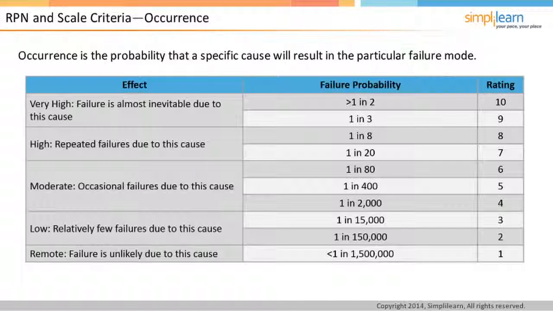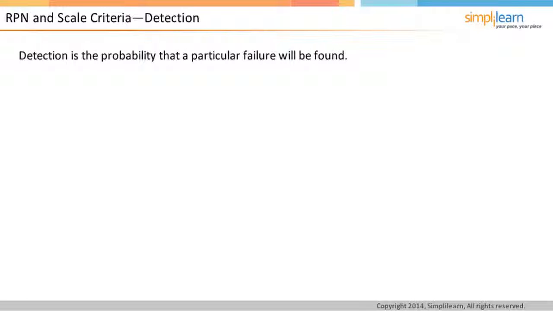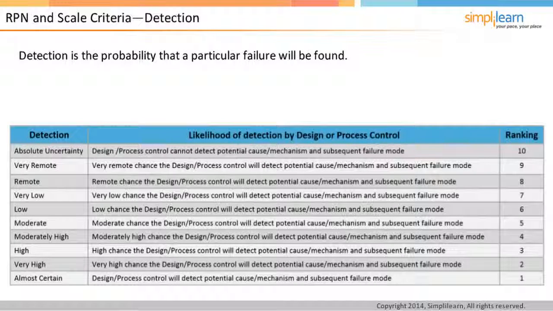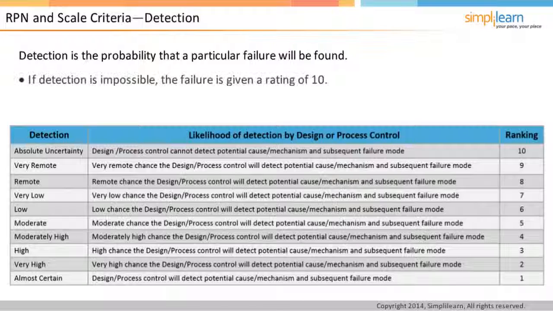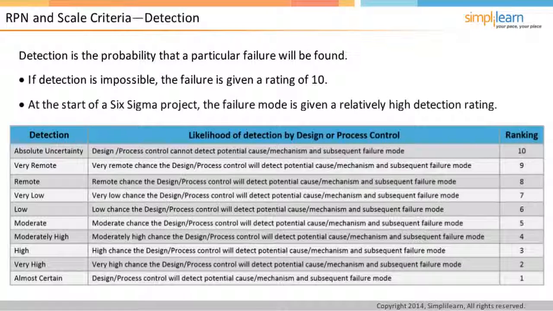Detection is the probability that a particular failure will be detected. The table shown here is again a generalized one. The rating here is a bit different from severity or occurrence. Higher the detectability of a failure, lower is its rating. This is because if the failure can easily be detected, then everyone would know of it, and therefore there would be less or no damage. For example, if detection is impossible, the failure is given a rating of 10. Please note that at the start of a Six Sigma project, the failure mode is given a relatively high detection rating. Let us look at an example of FMEA and RPN in the next screen.